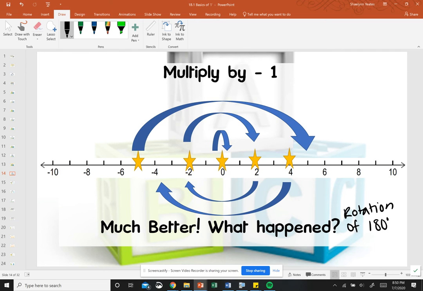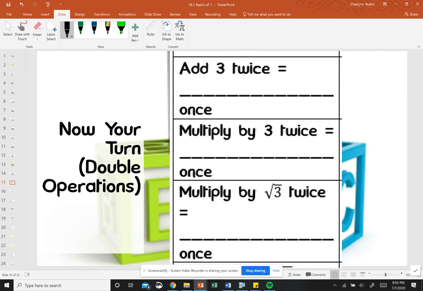All right, so with that knowledge, I want you guys to try these. So if you add 3 twice, it's the same as adding what once. If you multiply by 3 twice, that's the same as multiplying by what once. Okay, go ahead and give that a try.